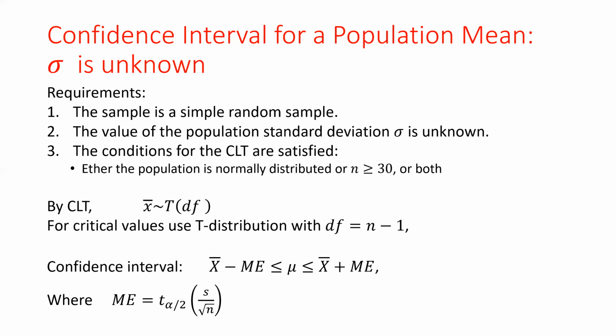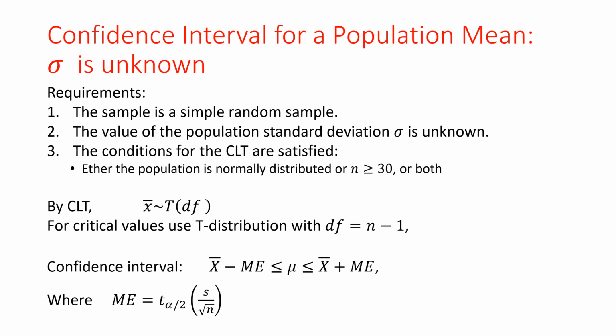Now that introduces another level of uncertainty. So we're using two parameters that are not exact, the mean and the standard deviation of a sample. Therefore, we're going to use a t-distribution for the critical values.